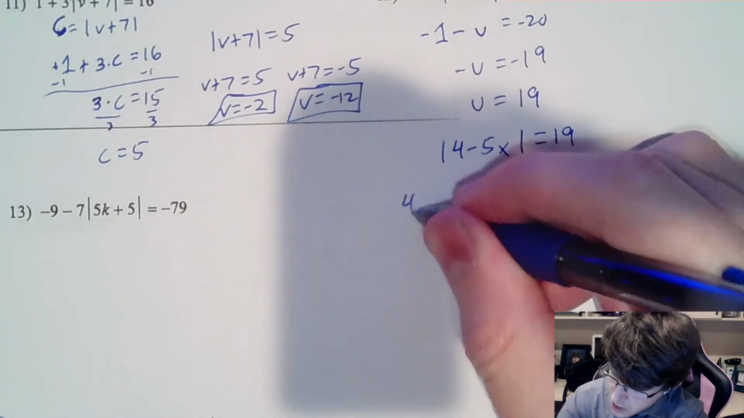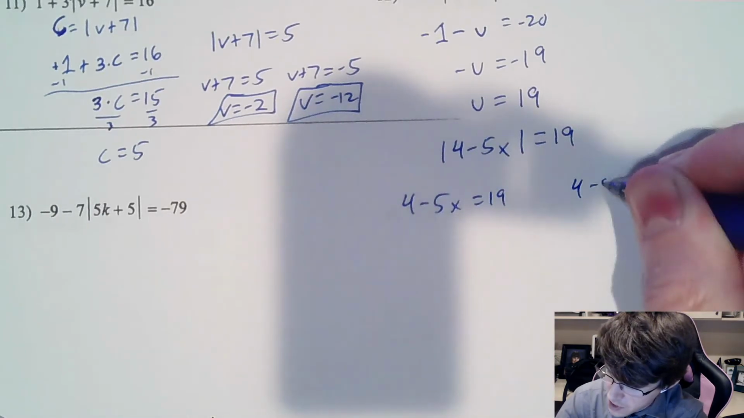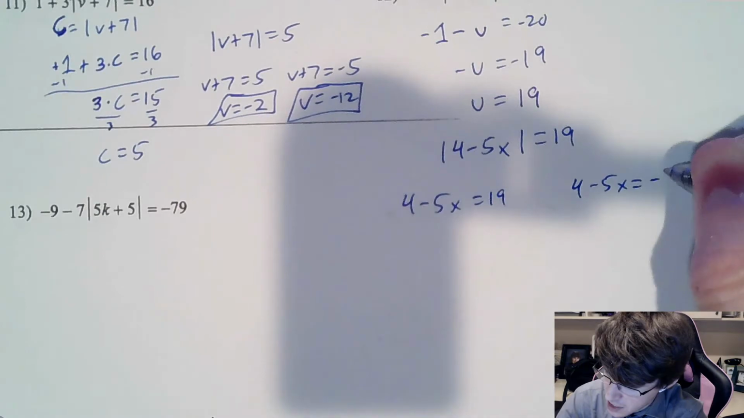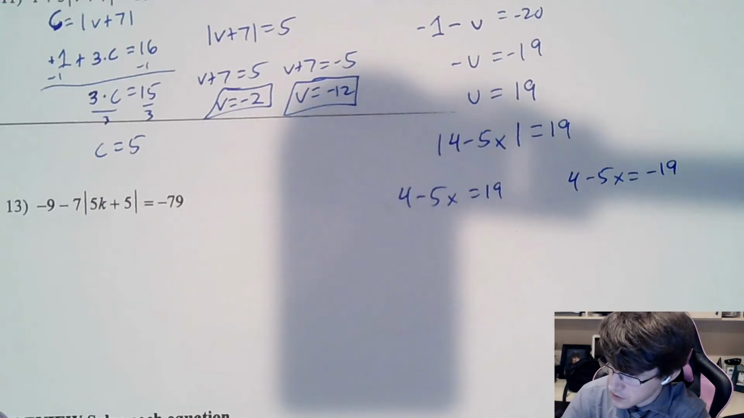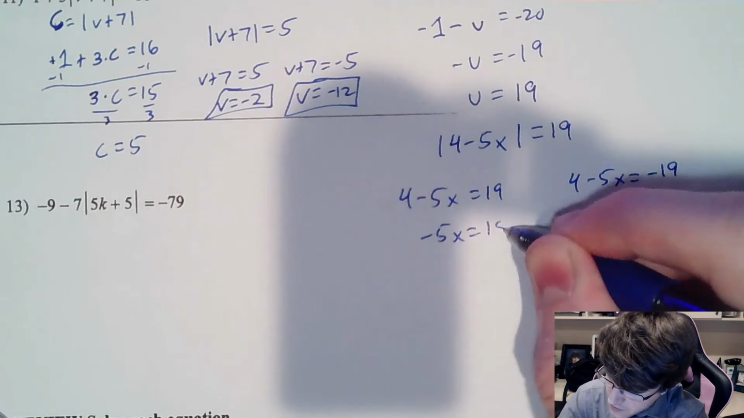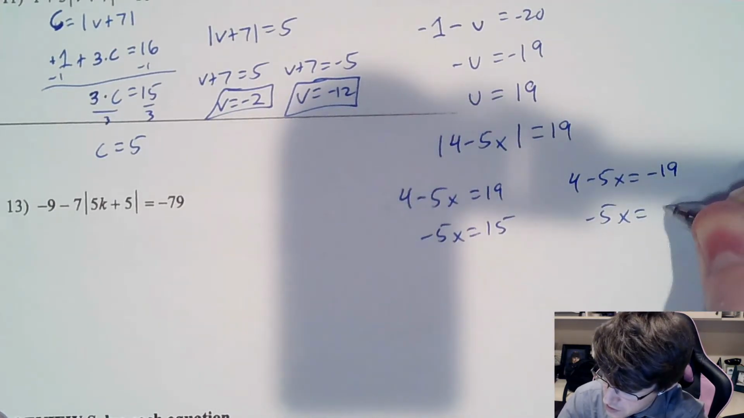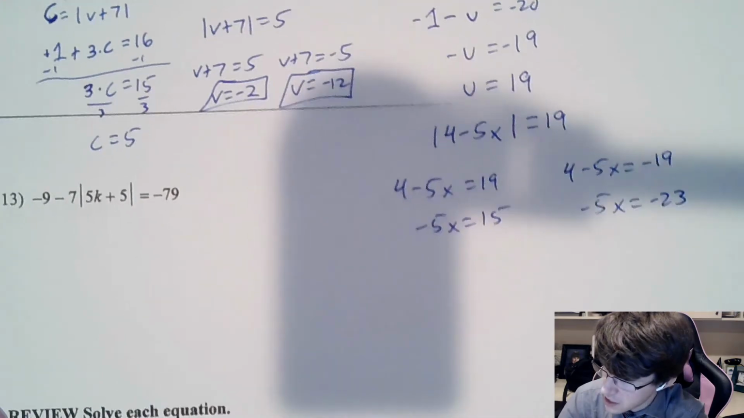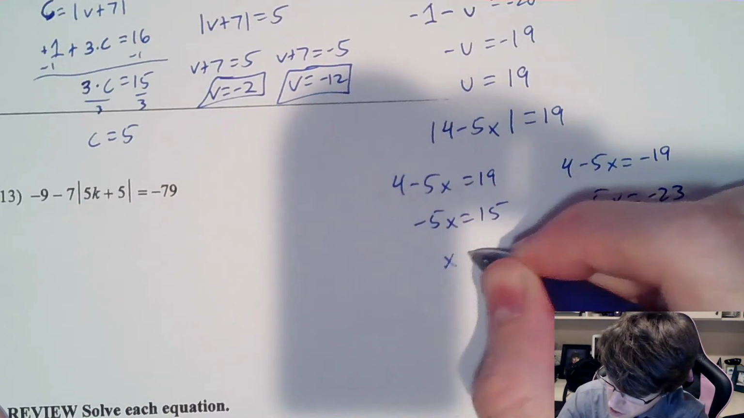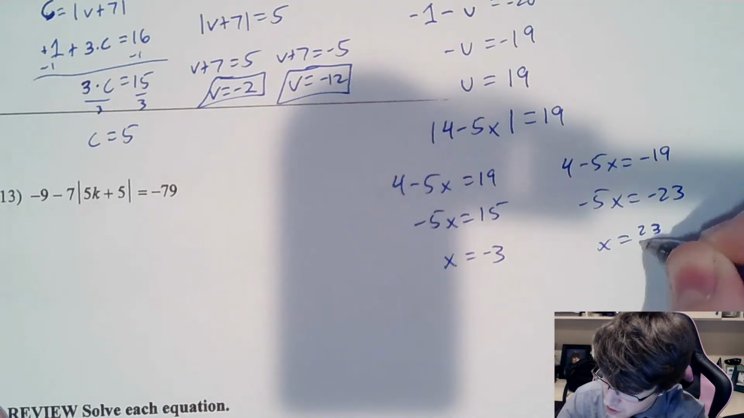Split them into two separate questions. 4 minus 5x equals 19. 4 minus 5x equals negative 19. We're not showing our work. We're subtracting 4 on both sides here. Negative 5x is equal to 15. Subtracting 4 on both sides, negative 5x is equal to negative 23. Dividing both sides by negative 5, not showing our work, x is equal to negative 3, and x is equal to 23 over 5.